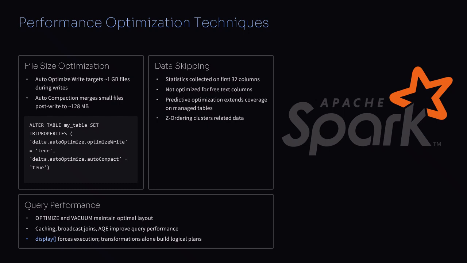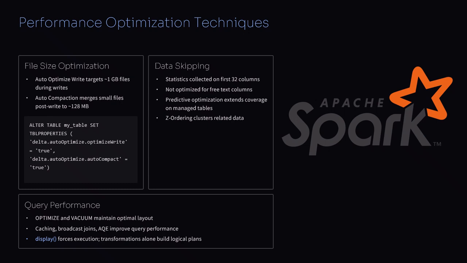Predictive optimization extends stats on managed tables. Z-ordering complements data skipping by clustering related data within the files based on chosen columns, significantly boosting query performance on selective filters. Use optimize and vacuum regularly to keep your data layout healthy, and consider caching, broadcast joins, and adaptive query execution for further enhancements.